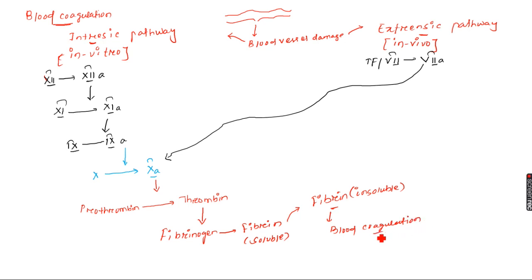If the blood coagulation process is carried out, there will be formation of a thrombus, which I discussed in the previous video. So to prevent thrombus formation, we have to dissolve the clot that forms due to blood coagulation. For dissolving it, we have an endogenous mechanism.